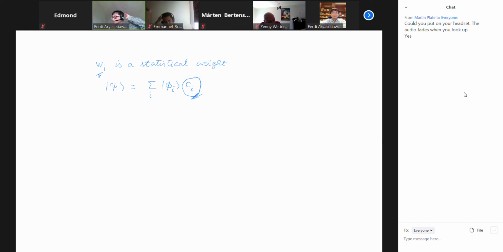So let's try to illustrate this in the case of a spin half particle. So we can have a pure ensemble. Pure ensemble means that all the particles are in the same state. So let's choose a state psi.